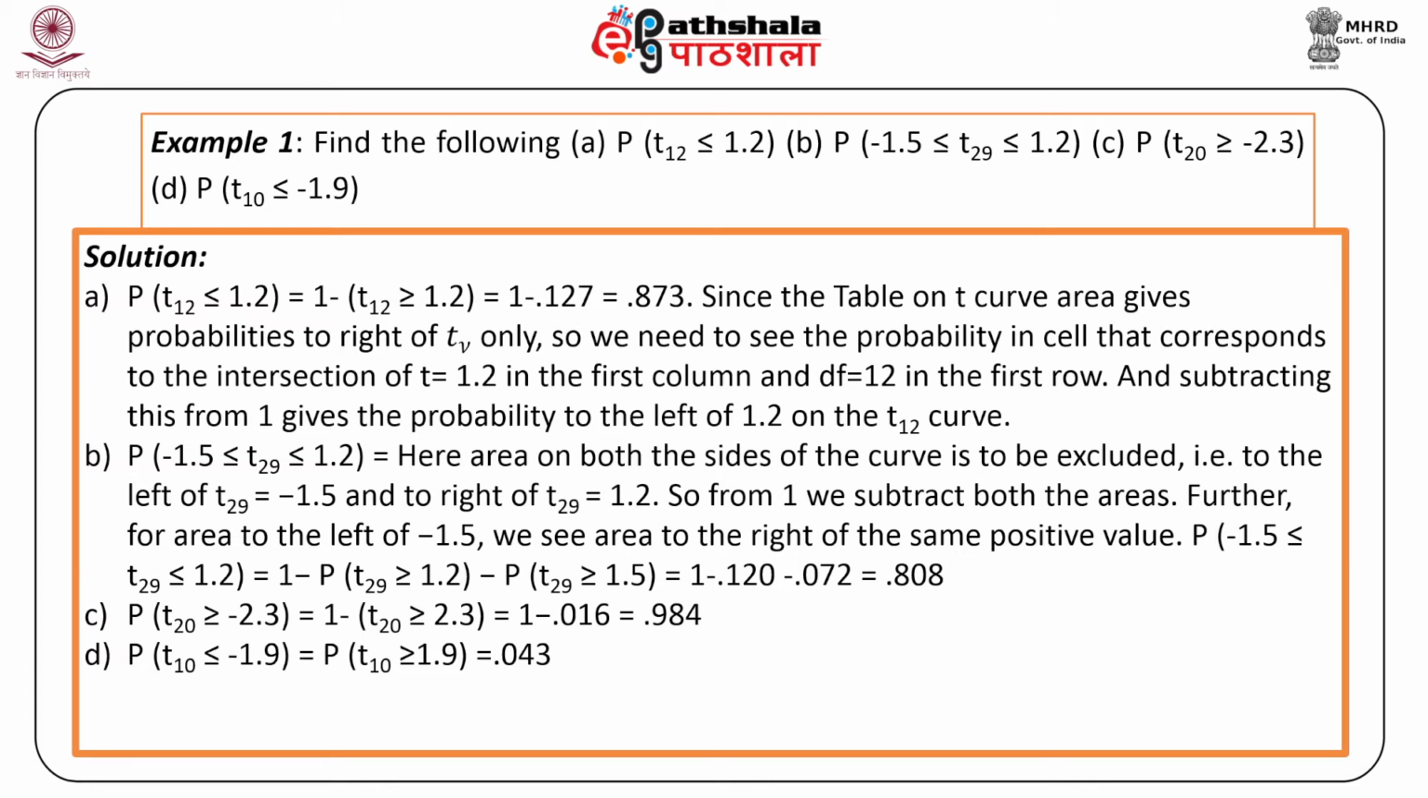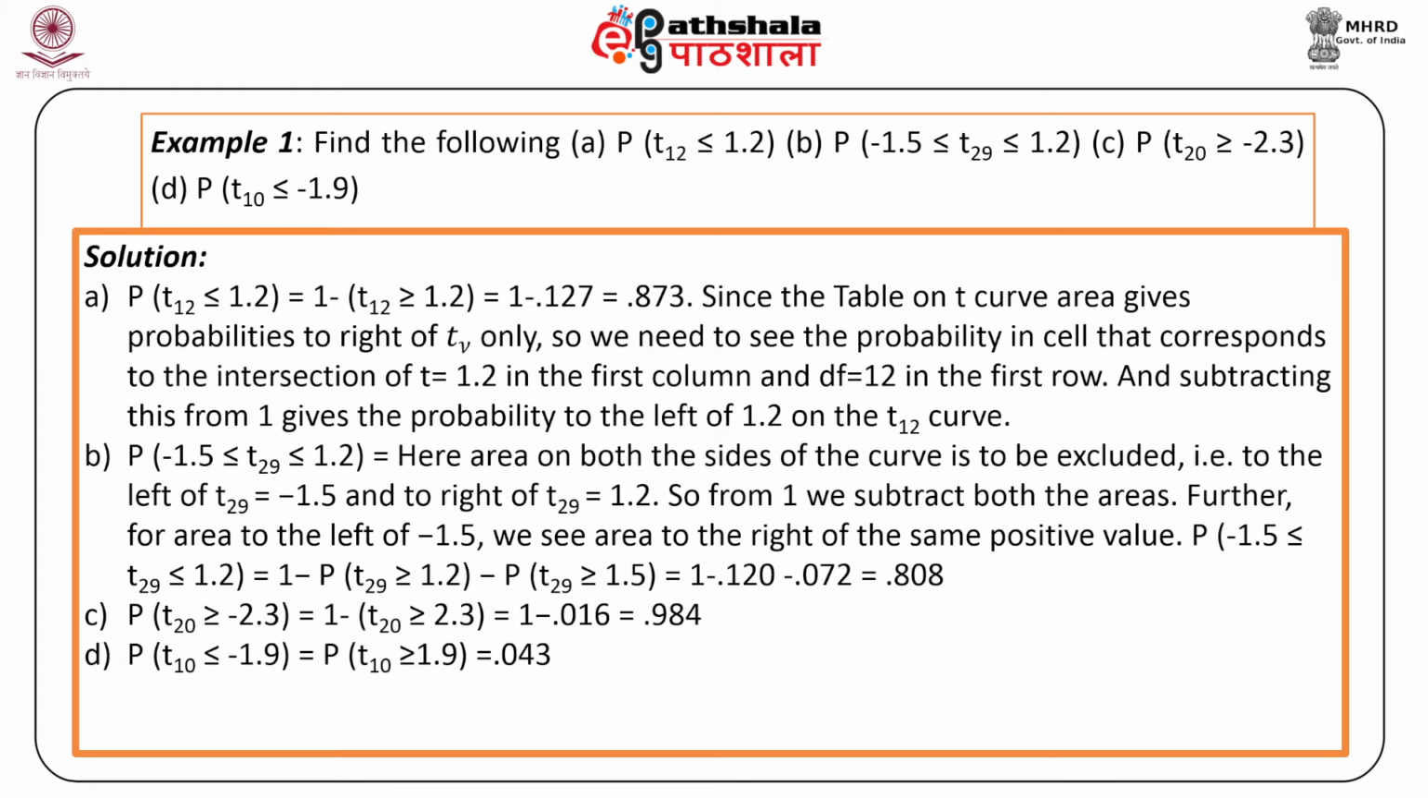If you go part by part, let us see the first part. The first part is that probability T12 is less than 1.2. Now this is equal to 1 minus probability T12 greater than or equal to 1.2, and this is equal to 1 minus 0.127 from our tables, and therefore is equal to 0.873.